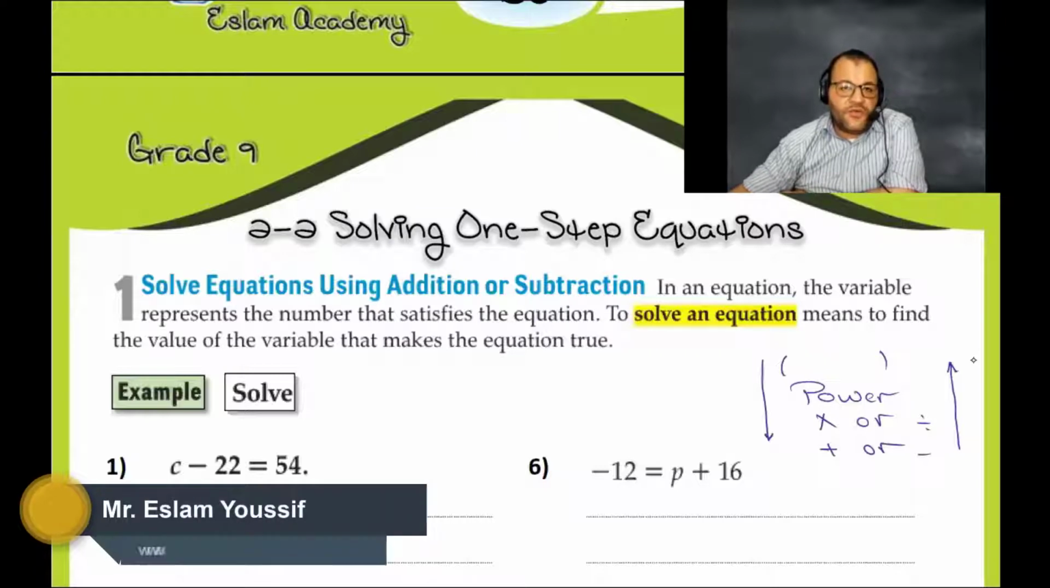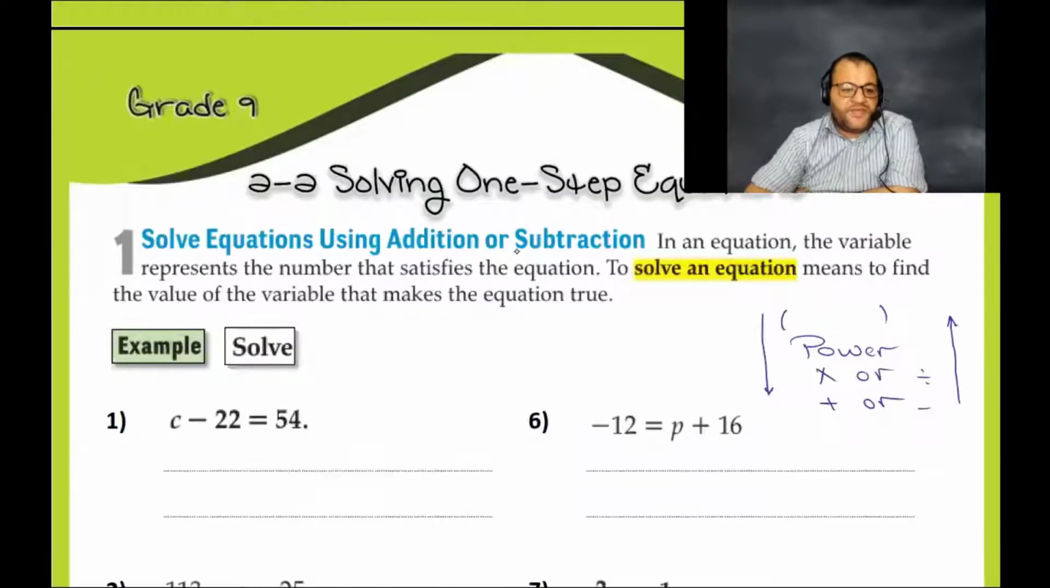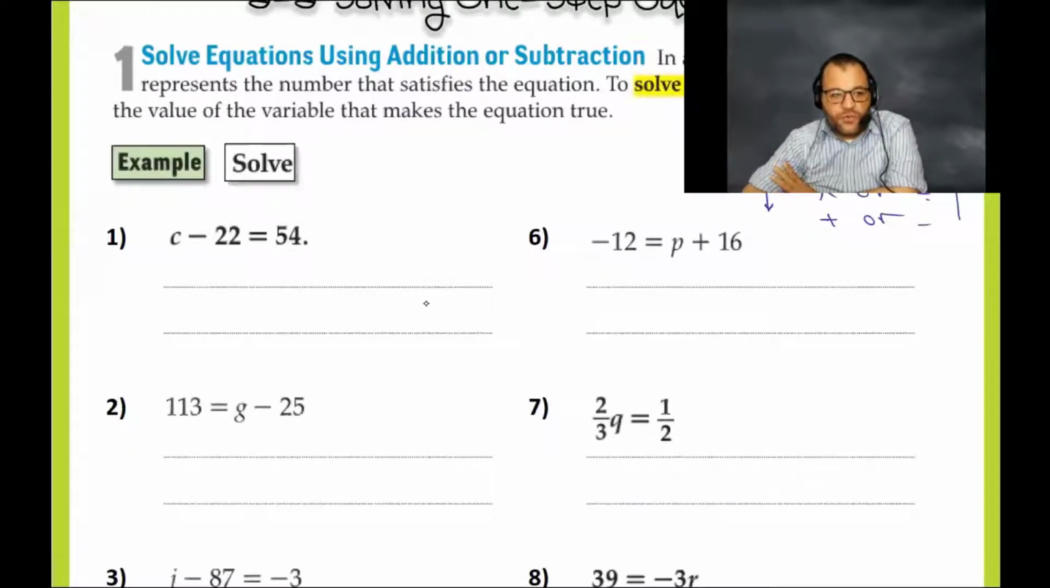What is the meaning of the inverse operation? If the equation contains plus, we use the inverse, which is minus. If the operation contains minus, we use the inverse, which is plus. Times becomes divide, and divide becomes times. That is solving an equation in an easy way. So question number 1: c minus 22 equals 54. Because we have minus, only one operation, we add 22.